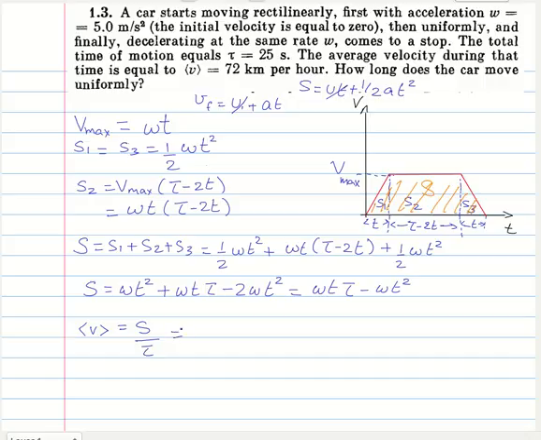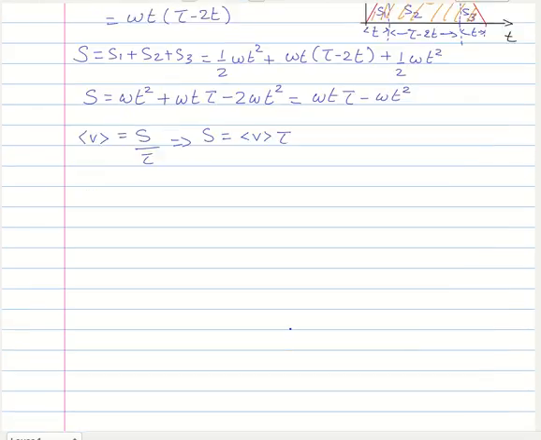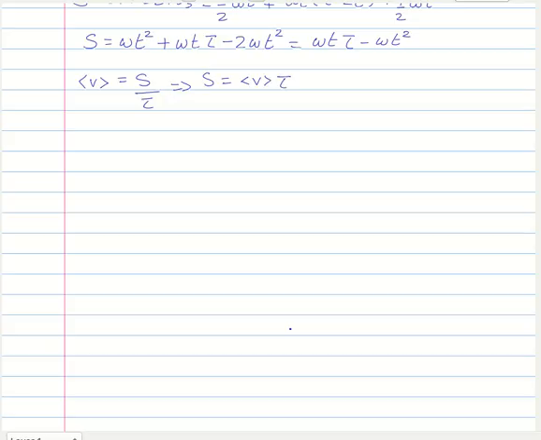So from here we can get one expression for S, which is equal to average velocity times tau. So now we have two equations for S. Let us call this equation number 1, and let us call this equation number 2.